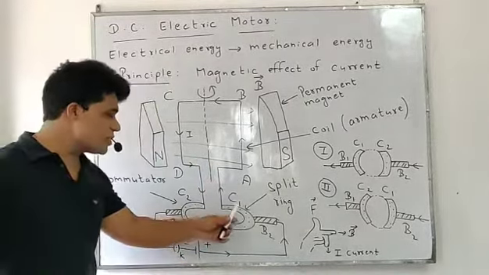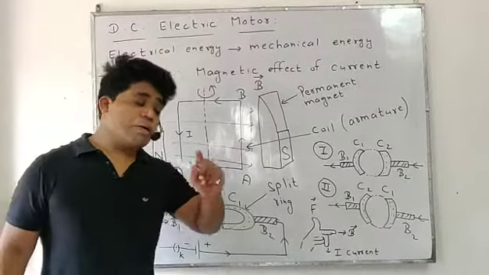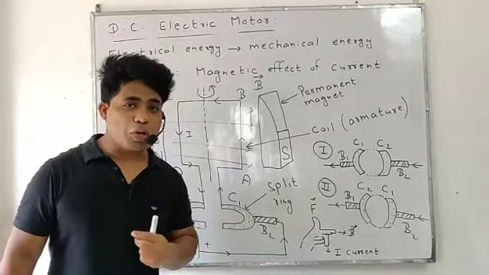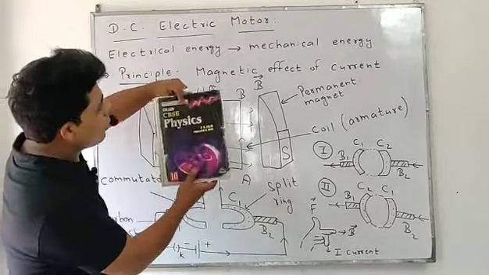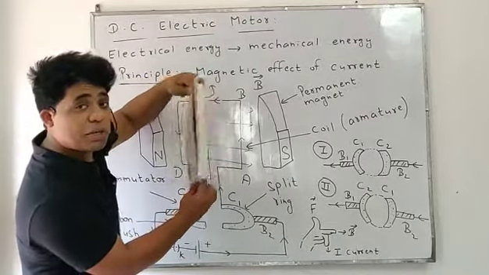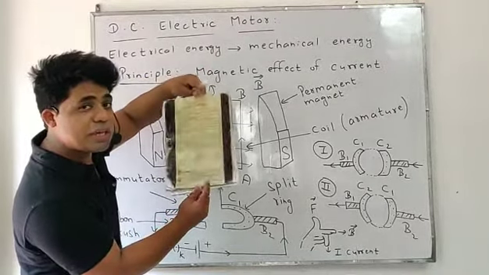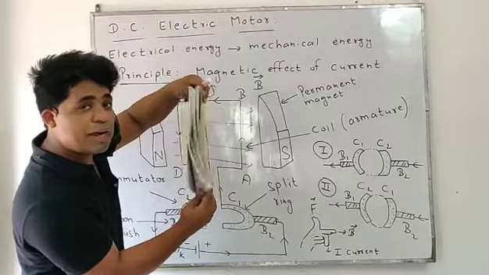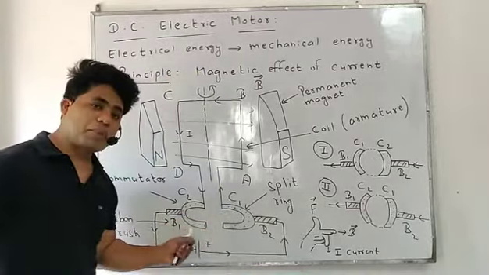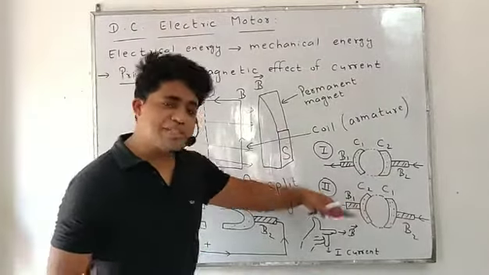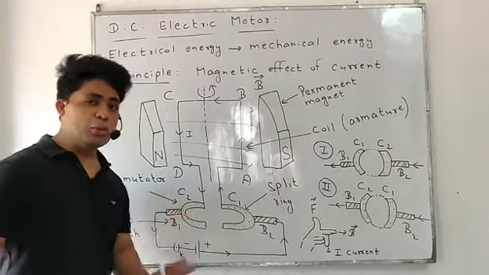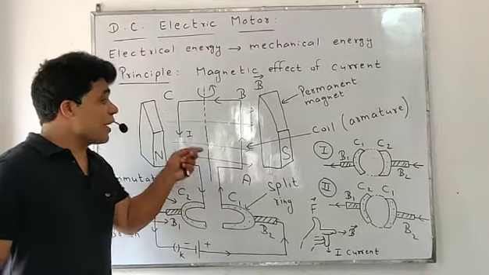So what is the function of this C1, C2? The C1 and C2 splitting provides the same sense of rotation of the coil. So using C1 and C2, the coil will rotate in the same direction in both half cycles by changing the current. In the first half cycle and second half cycle, only the position of the split ring changes. Due to that, it changes the direction of current.